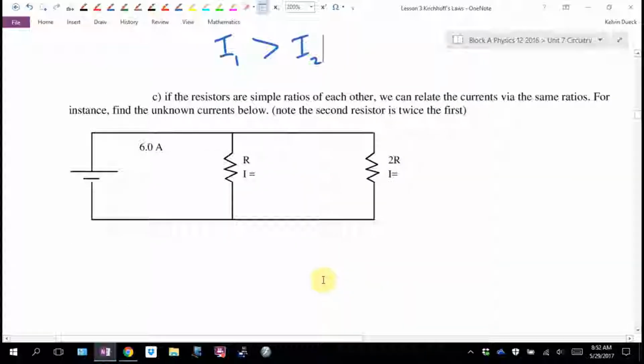For what it's worth, and this part you don't need to memorize, it can be used as a shortcut. If the resistors are simple ratios of each other, we can relate the currents via the same ratios. For example, here, one resistor is R, the other resistor is 2R. This is twice as big, so it's going to have half the current. So how can you divide 6 amps up so that this has half the current of that one? Yes.